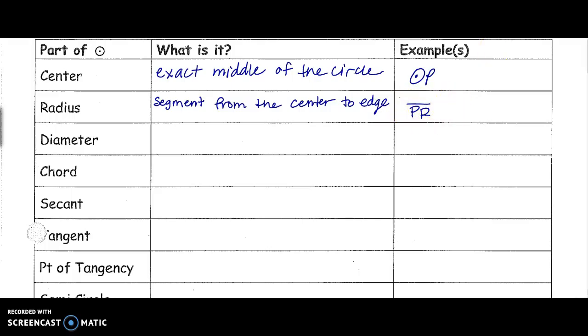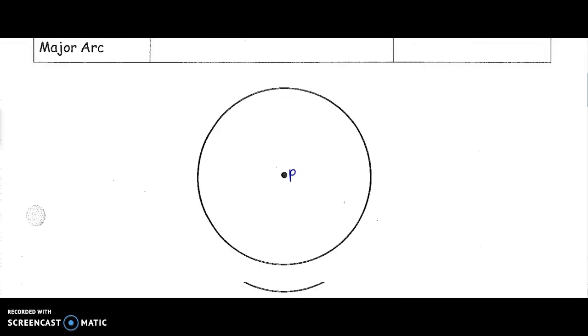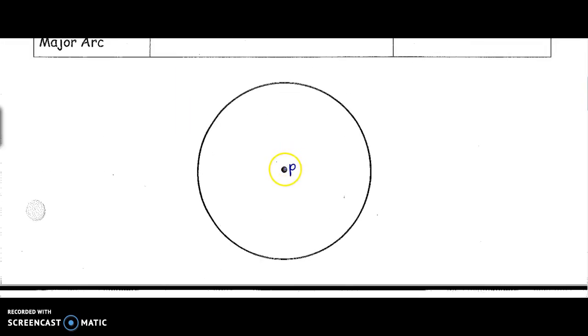Now, one thing that is interesting about radii is that from the center to the edge, no matter where you draw it, is going to be the exact same length. So this radius is going to be the same length as this radius, or this radius, or this radius. Any line you draw is going to be the same length, because that center is the exact middle, and this radius is going to come all the way around. Anywhere you draw it will be the exact same length.